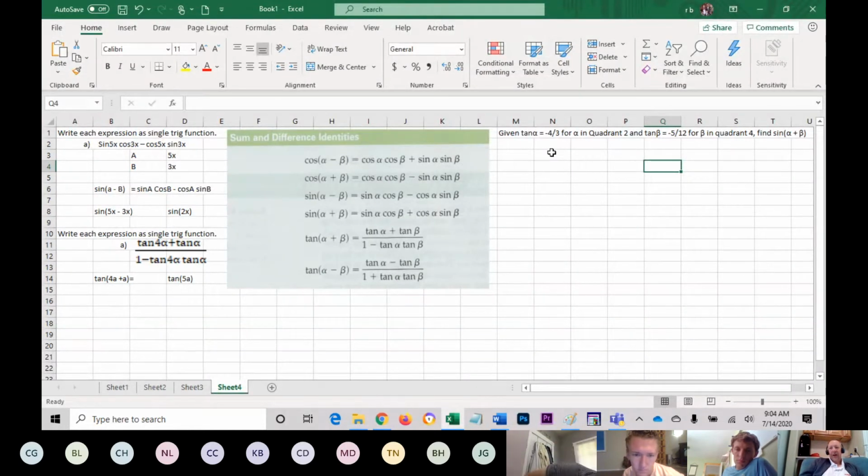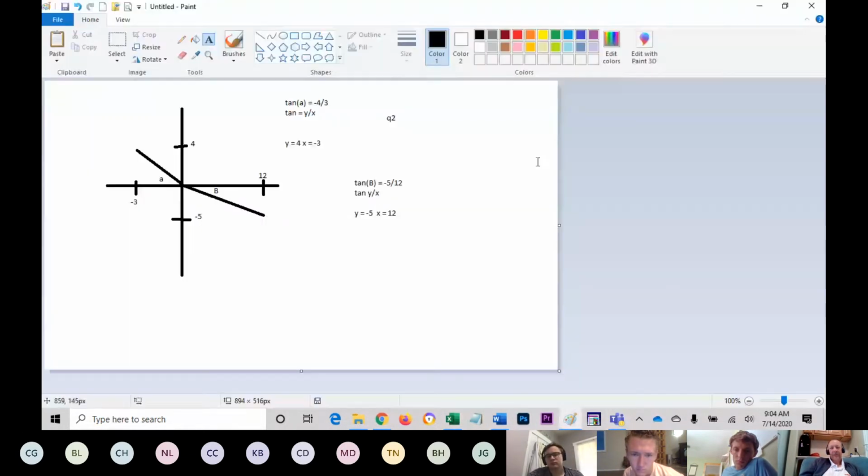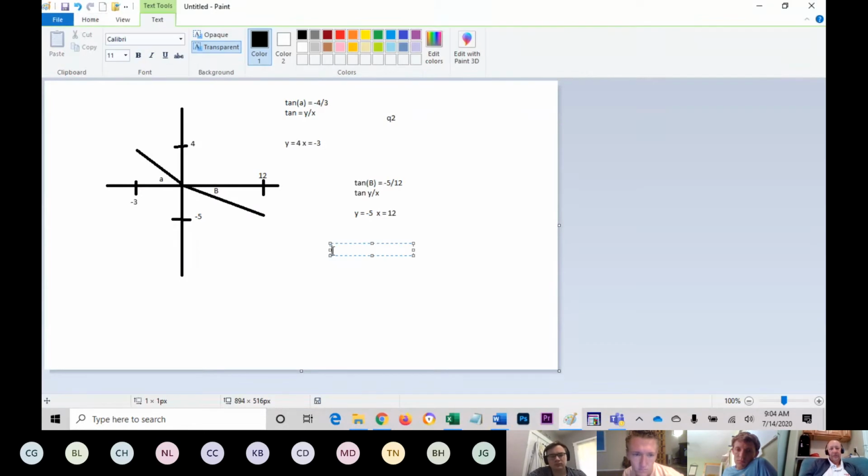Now we need to find the sine of alpha plus beta. Find the sine of alpha plus beta. Okay, so we've at least got it drawn correctly.